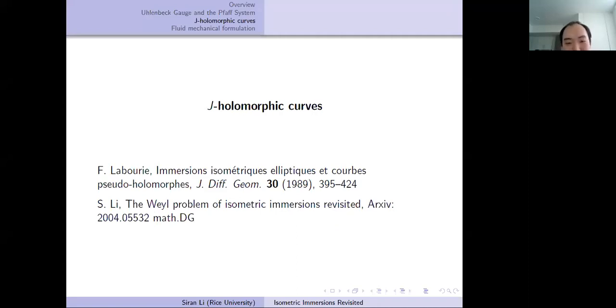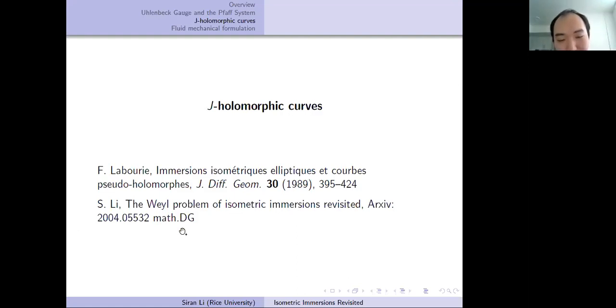So this is for J-holomorphic curves or pseudo-holomorphic curves. As we mentioned, this work was pioneered by François Labourie, a student of Gromov. In 1989, he wrote a French paper in JDG, which reformulated the isometric immersion problem. Here by elliptic, he means the Gauss curvature greater than 0. He relates that problem to a pseudo-holomorphic curve for the one jet. I'll discuss more later.